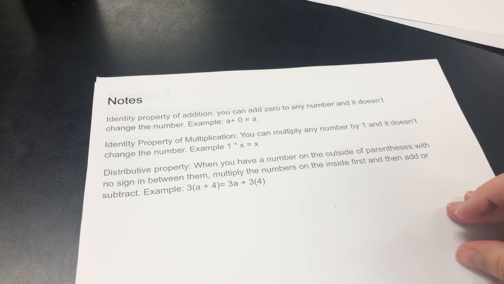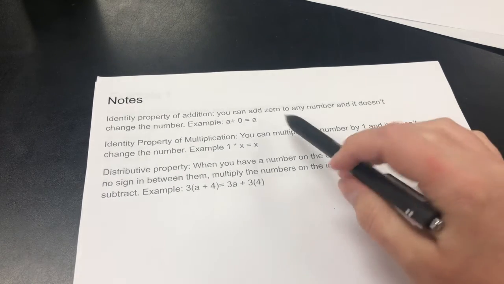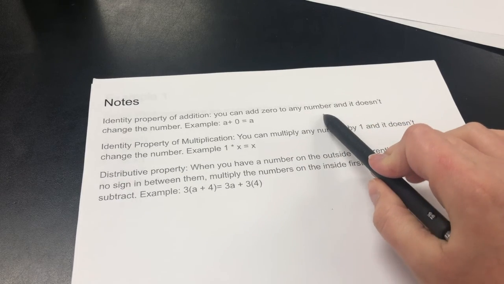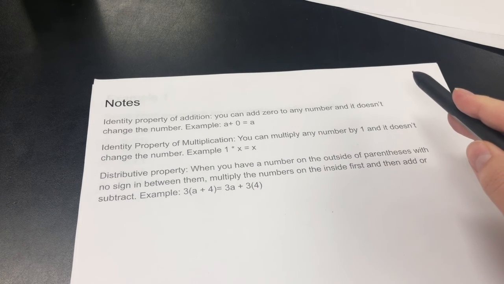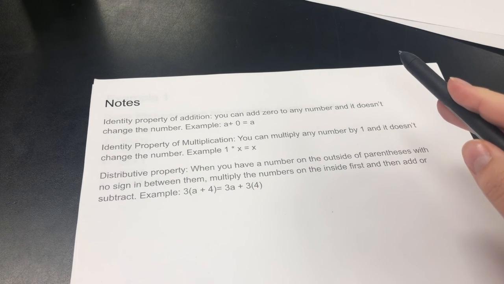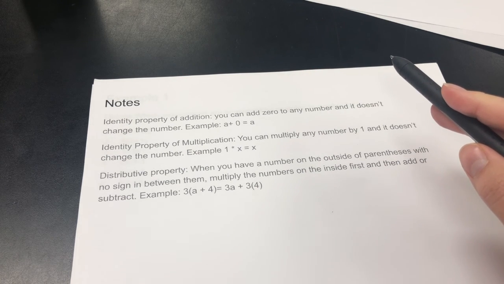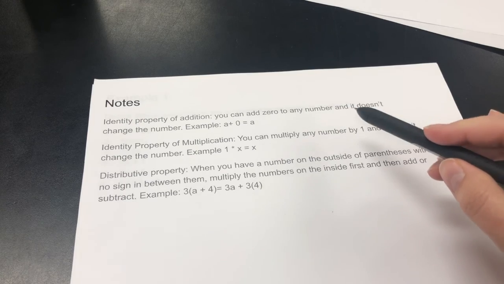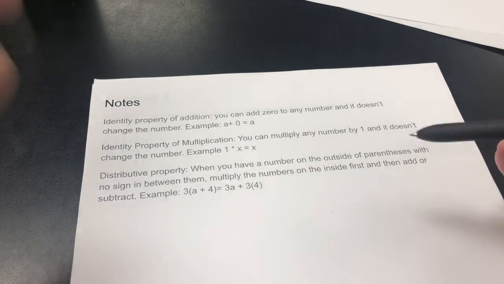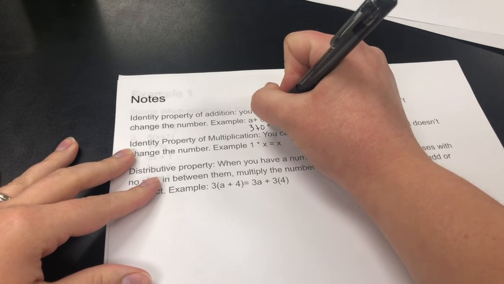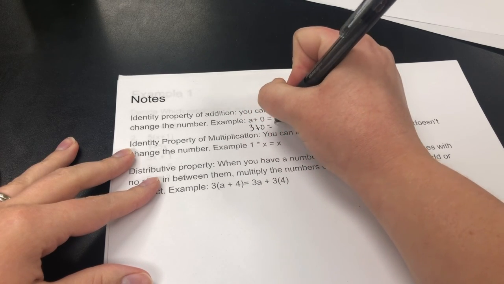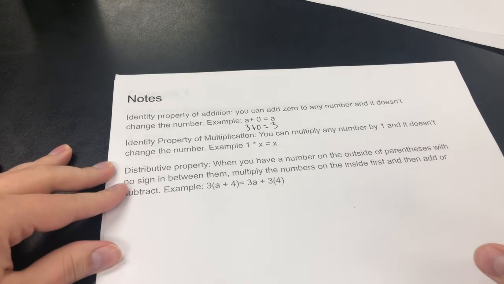You can add 0 to any number, and it doesn't change the number. So it does not change the value. So if you want to show how you can add something but still get the same number, just add 0. Because if I plugged in a number, say 3 for A, 3 plus 0 equals 3.